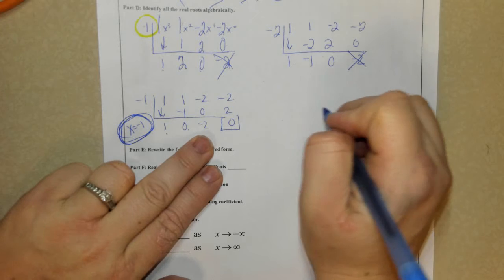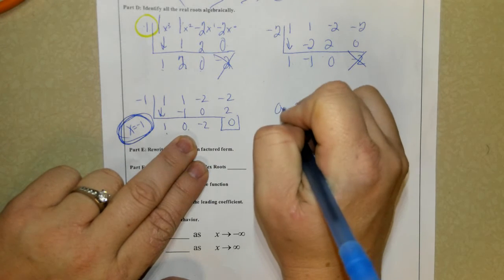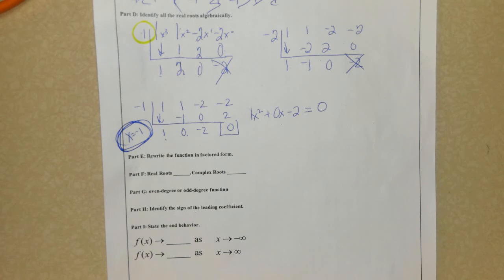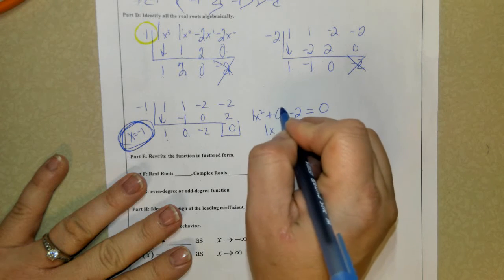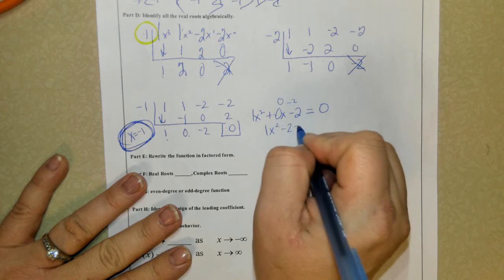So remember, I'm going to write down 0 equals no x, 1x, 2x. And normally I'd say factor this, but what's 0 times x in the middle? It's just 0, right? 0 times anything is just 0, and 0 minus 2 is negative 2. So I have 1x squared minus 2 equals 0.